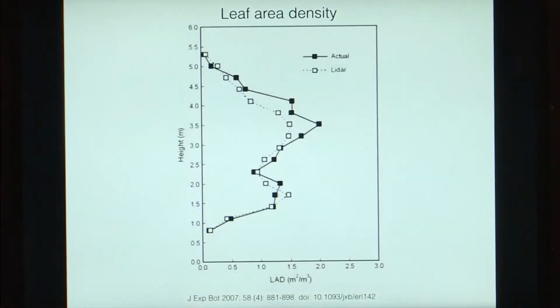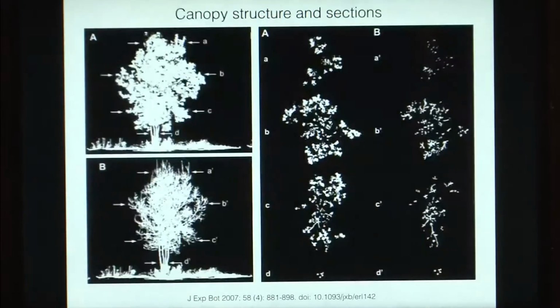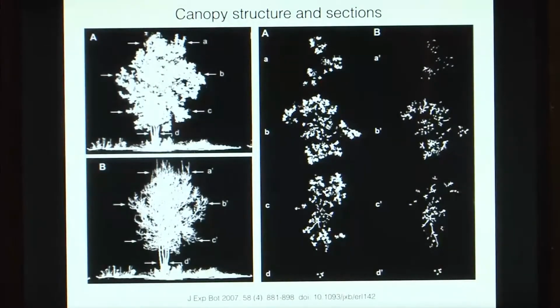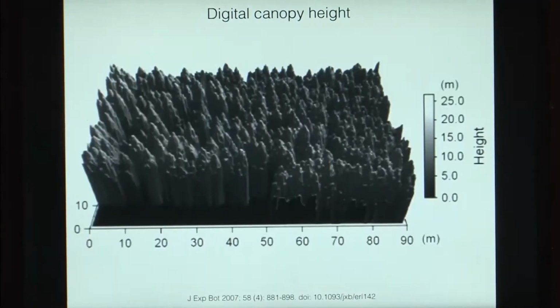Now, this 3D picture can be used to compute the leaf area density. In this graph we are seeing the leaf area density as computed from LIDAR and as computed physically from a tree. As we can see, there is a very good correlation between both of these. Now, if we have this 3D picture of a tree, we can also use it to compute the canopy height.